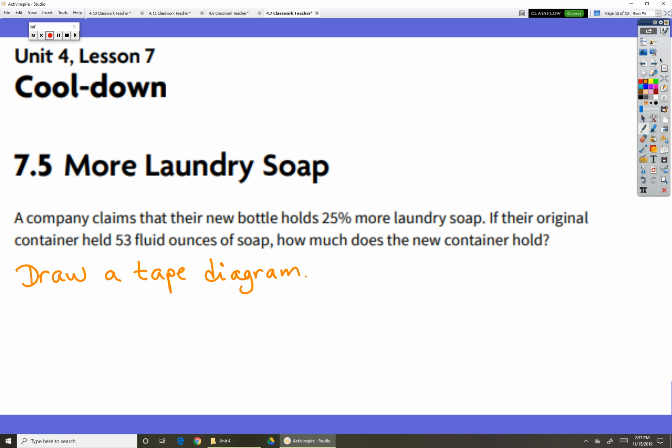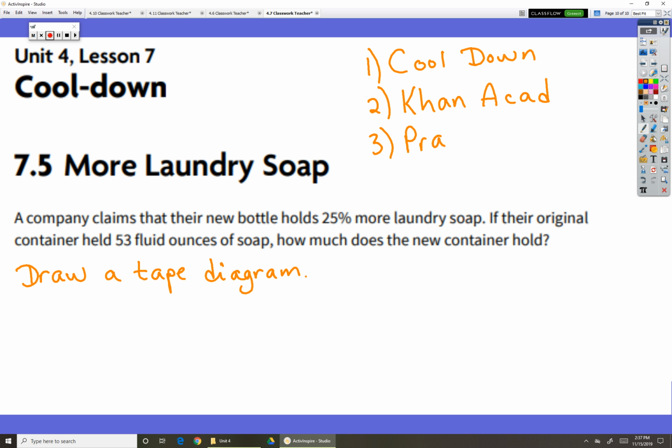Okay, so your assignments are to do your cool down, and as usual, that is on assessments. You have a Khan Academy assignment. For the Khan Academy assignment, make sure that you draw diagrams when you can. Some of the problems you may not need to draw a diagram for, but if you get stuck, that's going to be really helpful. Watch your videos, use your hints, and then you have practice problems on assessments as usual. So go ahead on there and do your practice problems.